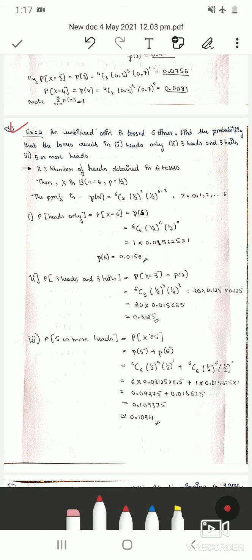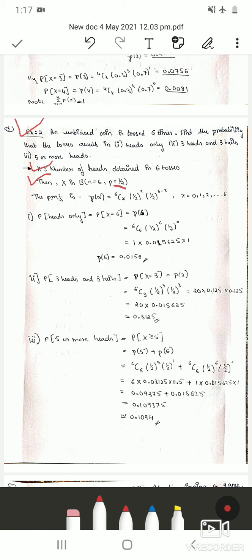Here you can see the question always asks about heads. Whatever the question asks, you have to take x as that event. Here we can denote x as the number of heads obtained in 6 tosses. Then we know x follows a binomial distribution with parameters n equal to 6 and p equal to 1 by 2. Here in the question they have nowhere mentioned what p is, but we have taken it as 1 by 2.